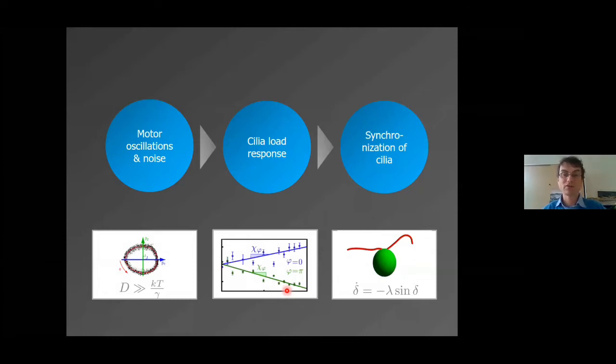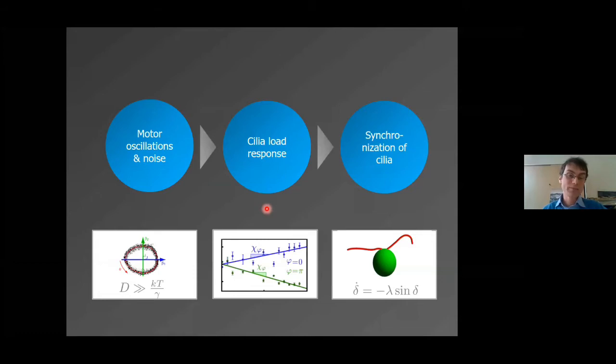In my talk, I will address 3 aspects. First, I want to show that this biological oscillator, the beating flagellum, is not perfect. There's active biological noise, which actually has biological consequences. Then in the second part, I want to show that cilia can respond to external forces from the fluid. And I think that's a very interesting aspect.